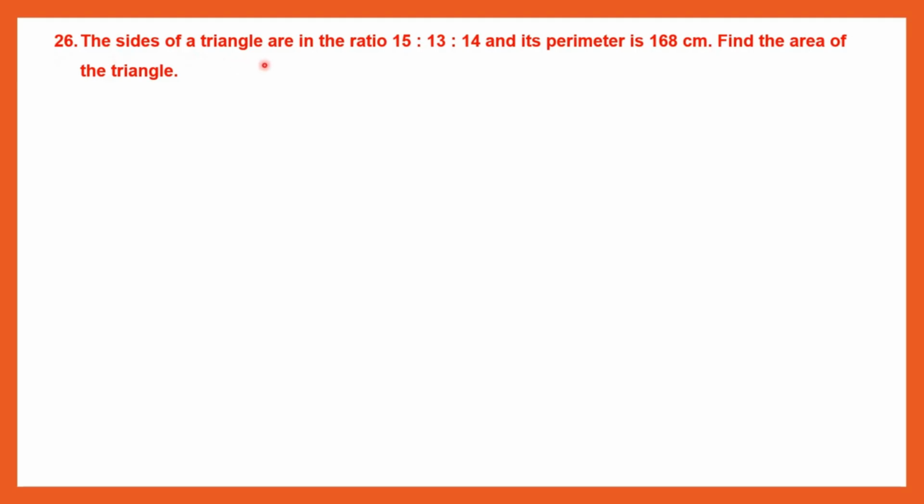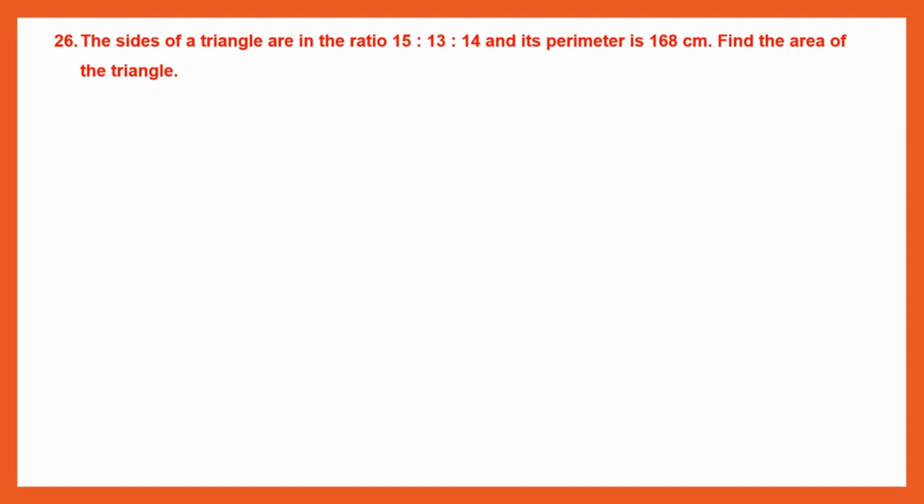The sides of a triangle are in the ratio 15 is to 13 is to 14 and its perimeter is 168 centimeters. Find the area of the triangle. Now first thing, identify which triangle this is. Since the sides are all different, it's a scalene triangle. Now that means we have to find the area of a scalene triangle here.